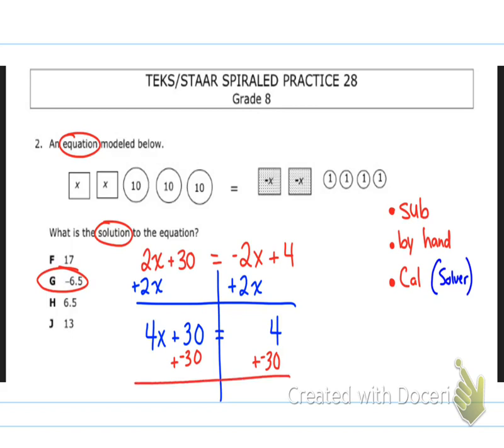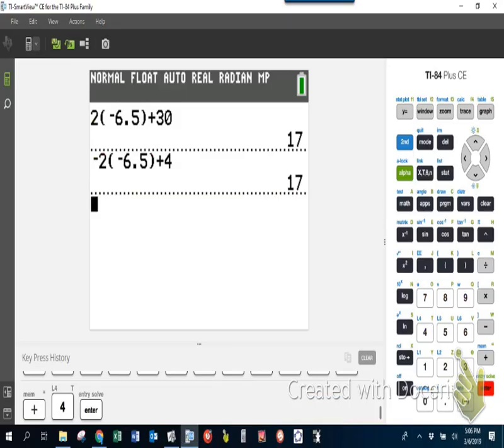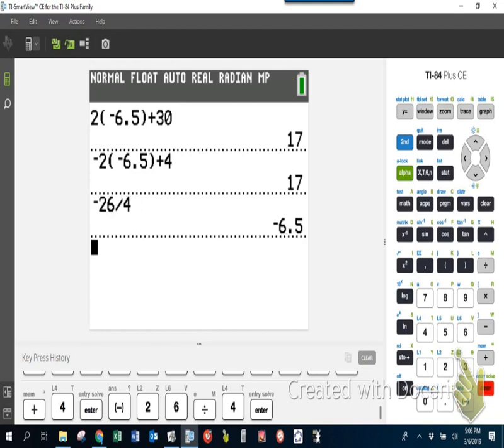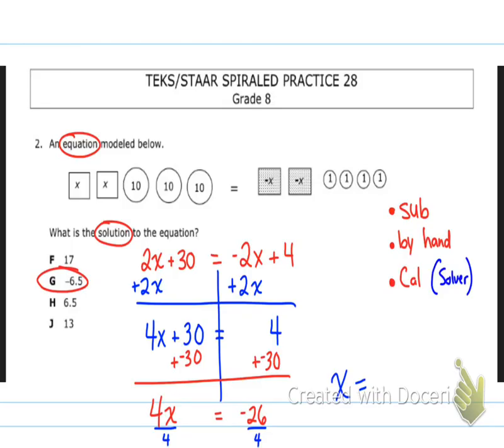I go ahead and simplify. I'm left with 4x is equal to negative 26. Get x by itself. So what's the inverse of multiplying by 4? It would be to divide by 4. And what I do to one side, I do to the other. So I'm left with x is equal to negative 26 divided by 4. So if I simply go check that, negative 26 divided by 4, I end up with negative 6.5. Here you go. There's the other method to solve for x.